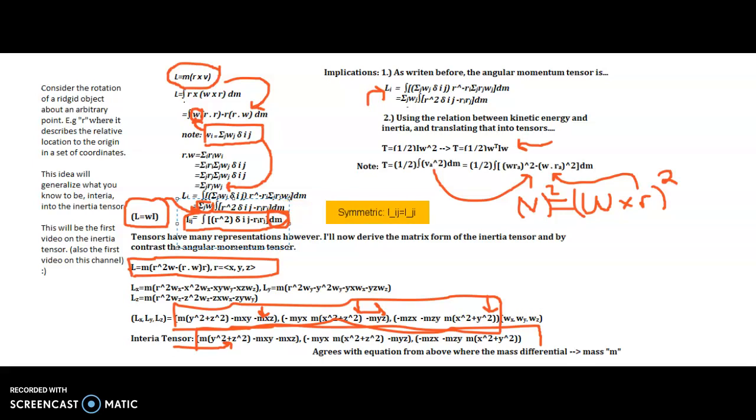And that pretty much covers what I wanted to go over for the inertia tensor in this video. In the following one, I'll dive into the inertia tensor in the language of Clifford and geometric algebra.